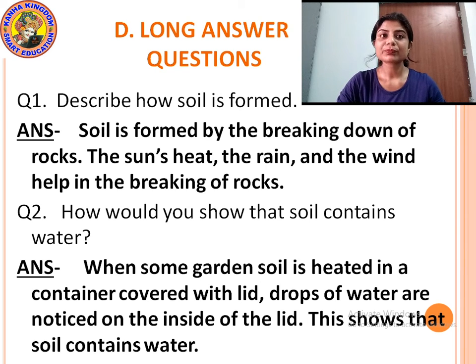Question number 2. How would you show that soil contains water? The answer is, when some garden soil is heated in a container covered with lid, drops of water are noticed on the inside of the lid. Full stop. This shows that soil contains water.